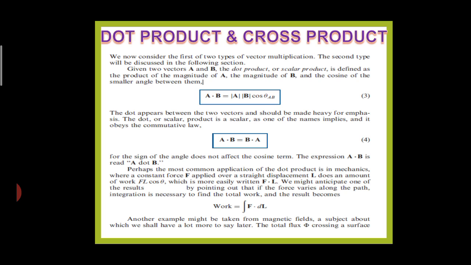So, A dot B is equal to magnitude of A times magnitude of B times cos theta, the angle between them. The dot appears between the two vectors and should be given heavy emphasis. The dot or scalar product is a scalar, as one of the names implies, and it obeys the commutative law: A dot B is equal to B dot A.